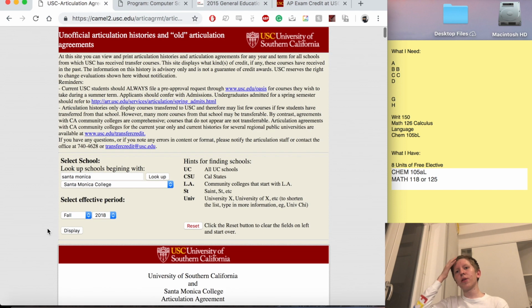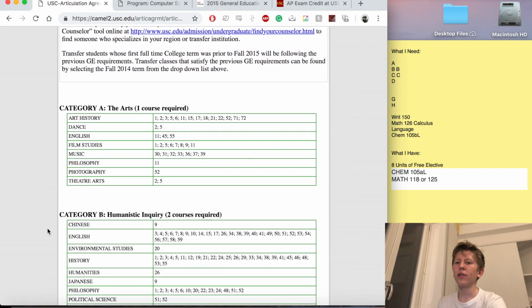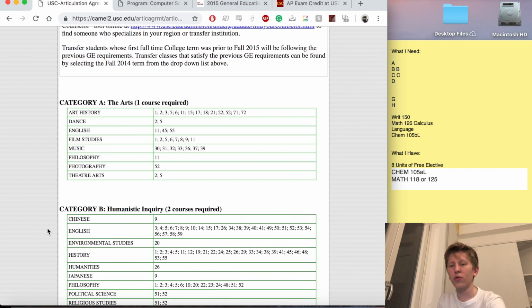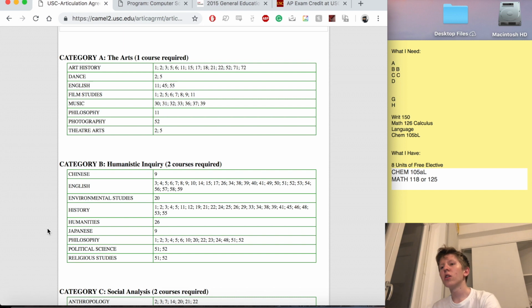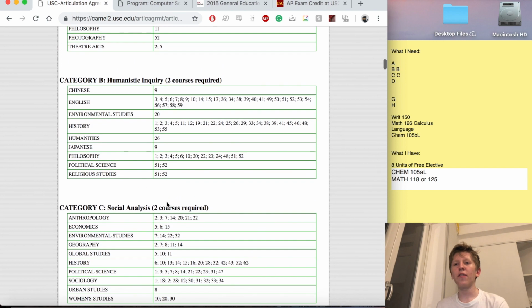So the articulation agreement is basically a very direct way to figure out which courses you can take at a specific college to earn what credits at USC. These are the GEs because that's what they assume you're most likely going to be earning from these community colleges, so they have them right off the bat first. So over here I can see what I need. I need an A, a B, a C, and a D, and then I also need a G and an H.